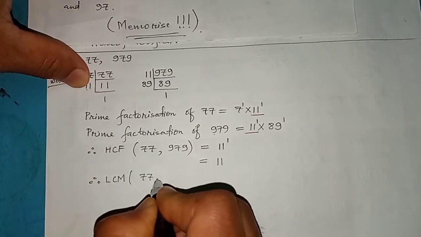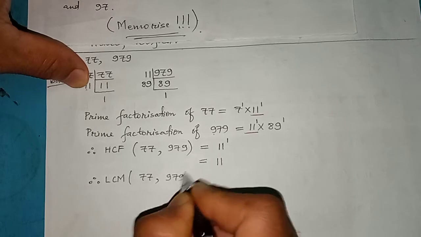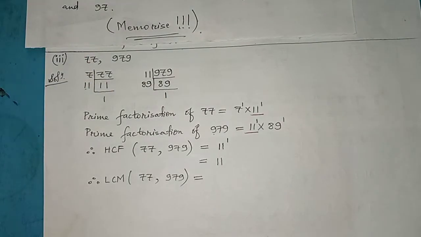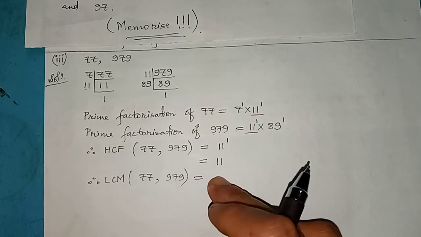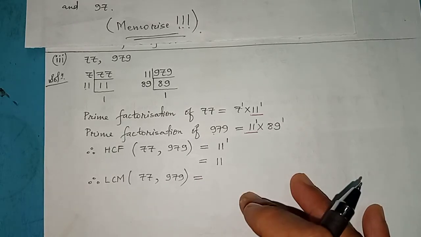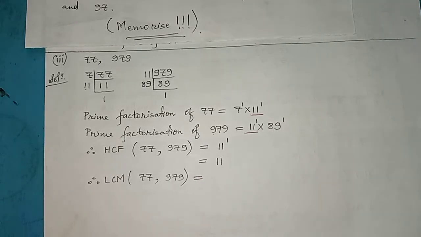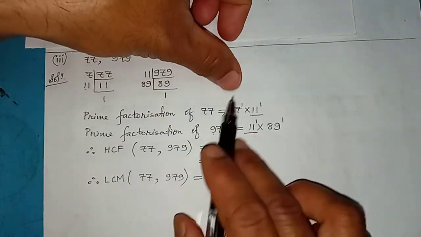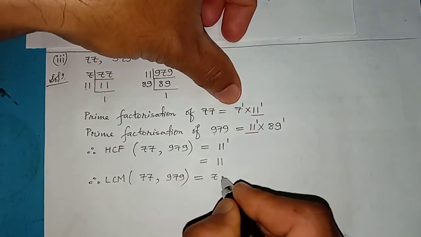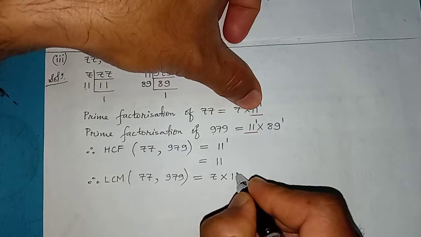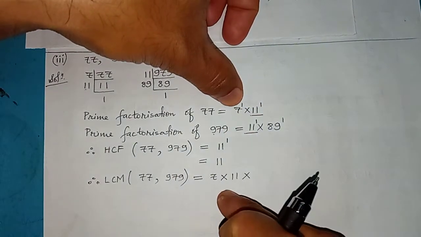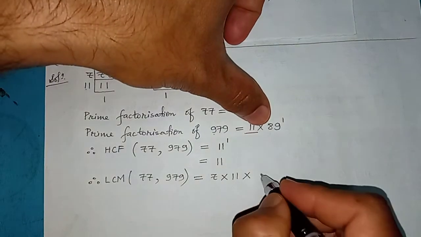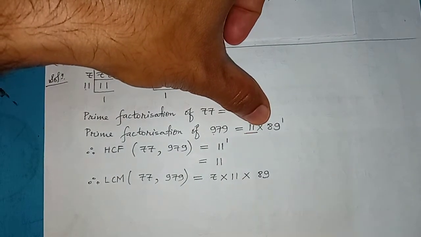the LCM of 77 and 979. Now remember the LCM definition. LCM means the product of all the prime factors with the highest power. So here, all the prime numbers that are there, you write. 7 is a prime number, 11 is a prime number. Common ones you write once only, no need to repeat. Like 7 is there, 11 is there, and 89. Product of all the prime factors with the highest power.